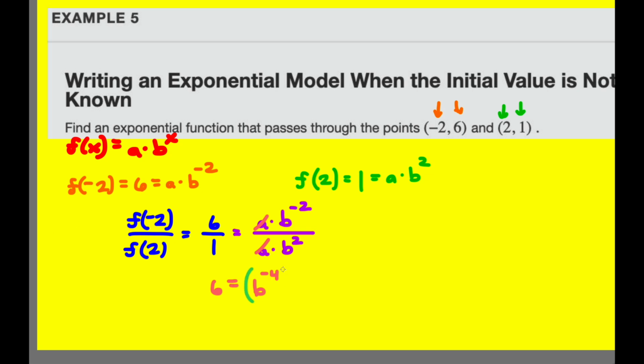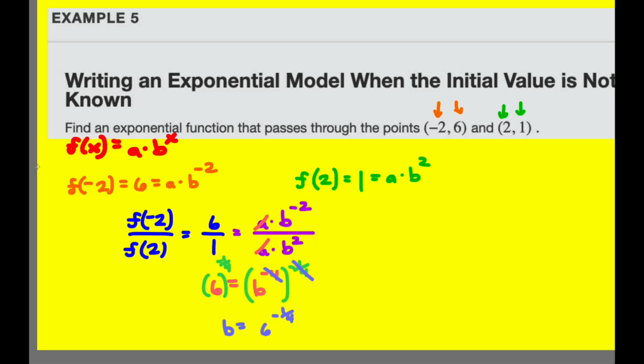From here, I'm going to raise both sides to the negative 1/4 power, because this is going to cancel with this. And then we have our b value. I'm going to write it as 6 to the negative 1/4 power, and I'll round at the end. Okay, but I'm going to need that value to figure out our a now.